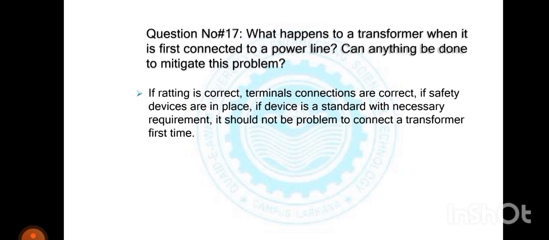Question number 17. What happens to a transformer when it is first connected to a power line? Can anything be done to mitigate this problem? If the rating is correct, the terminal connections are correct, if safety devices are in place, and if the device is a standard one with the necessary requirements, it should not be a problem to connect a transformer the first time.